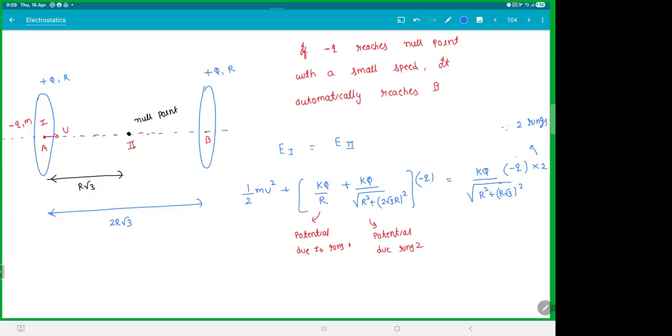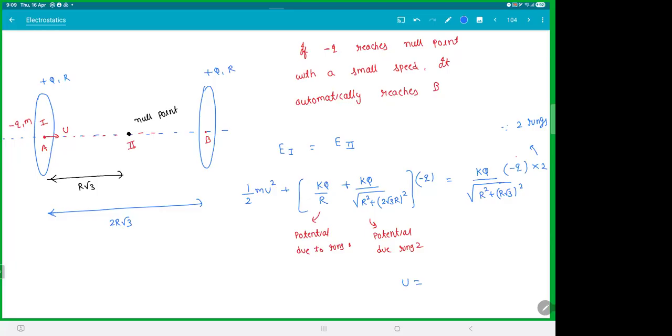One of the common mistakes: people forget to take the second ring, and so end up with a wrong answer there. So these are the two things you have to be careful about. You just need to reach the null point. Second, you need to get the potential at A and the null point due to both the rings.